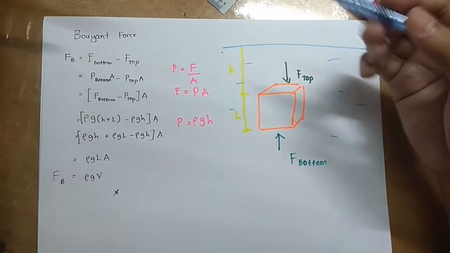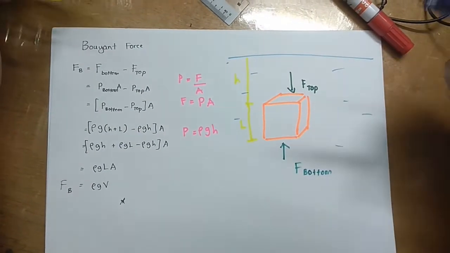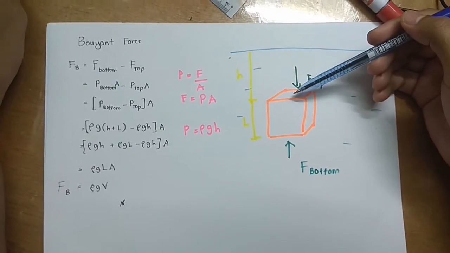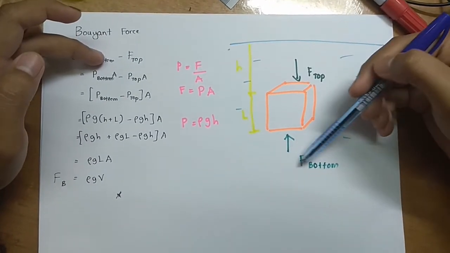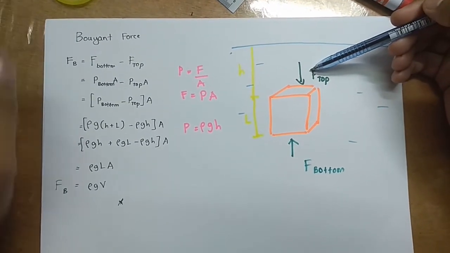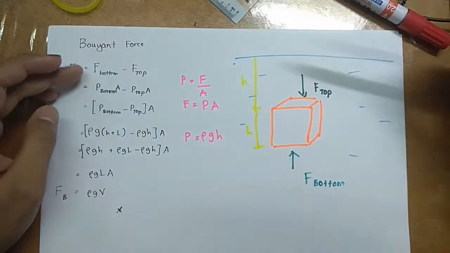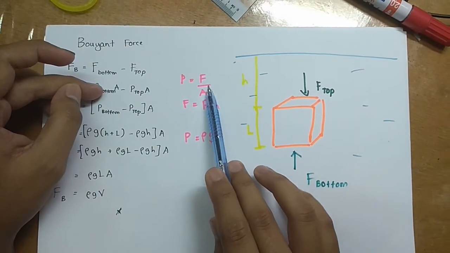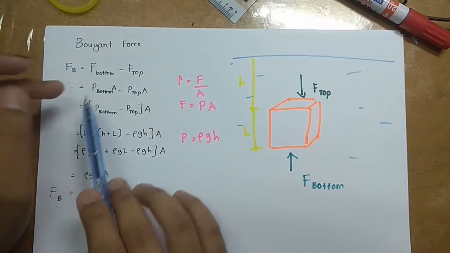Today, I will show you how the formula for buoyant force is derived. Based on this diagram, you can see buoyant force is equal to the force at the bottom minus the force at the top. So this is the formula. We start from here. We convert the force into a pressure using this: pressure is equal to force over area. So force equals pressure times area.